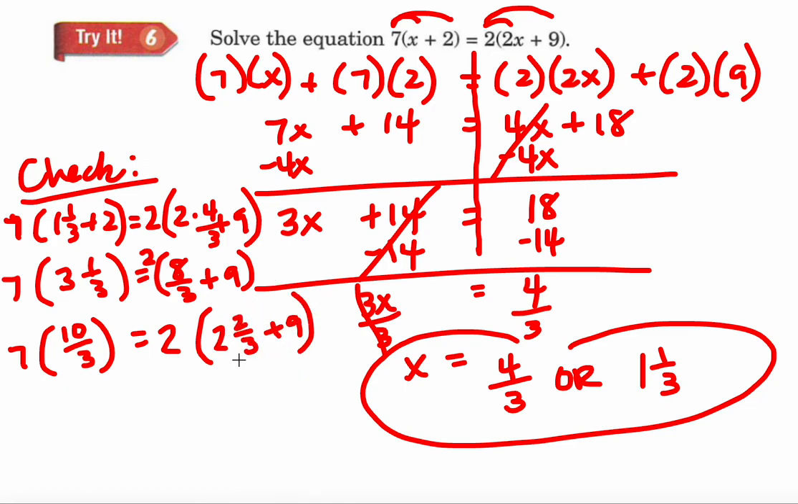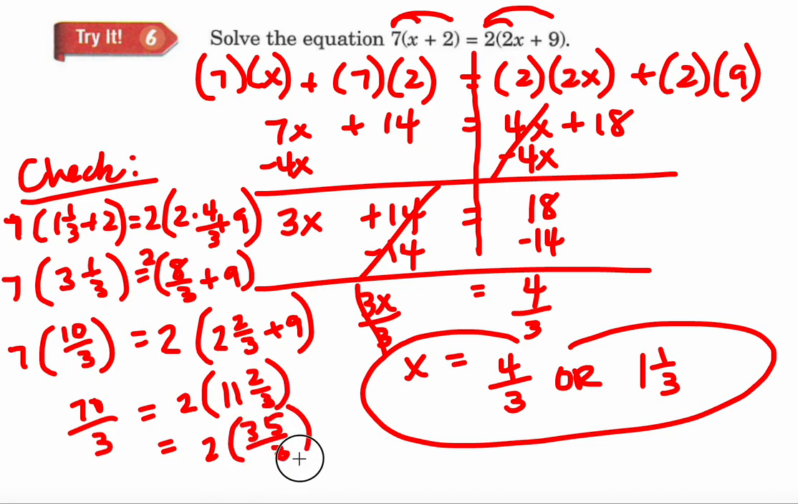So I'm just changing them back and forth from mixed number to improper fraction. This on the side is 70 thirds, and this over here is 2 times 11 2/3. Whew, lots of fraction math here. 11 2/3 is really 35 thirds. 35 thirds times 2 is really 70 thirds. Yeah, so they both are equal to each other. Yep. So unfortunately, that is our answer. 4 thirds, or 1 1/3.